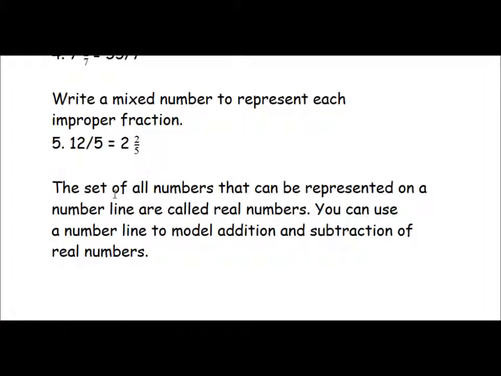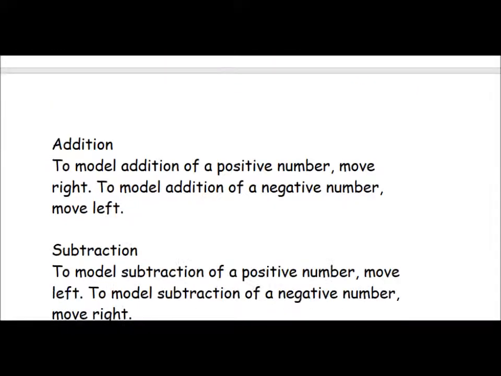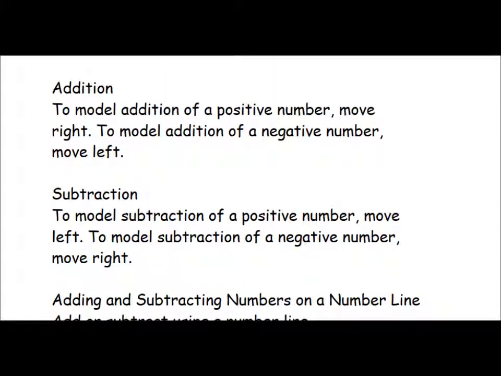The set of all numbers that can be represented on a number line are called real numbers. You can use a number line to model addition or subtraction of real numbers. So let's use a number line to understand addition and subtraction. How can we model it? Let's learn the rule. To model addition of a positive number, move to the right. To model addition of a negative number, move to the left, because on the number line, 0 is in the middle.